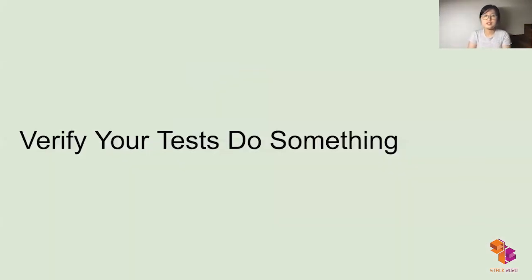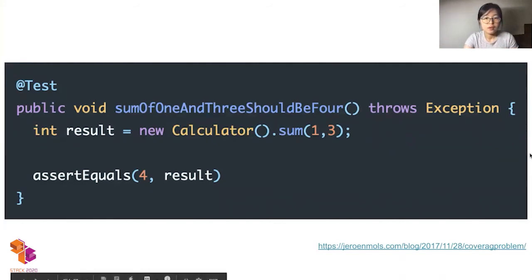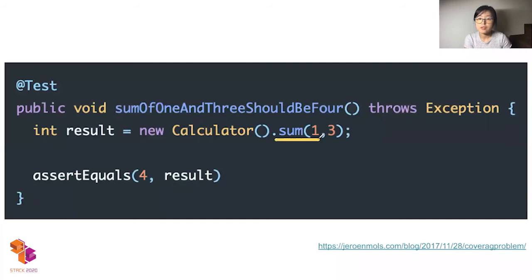Last piece of advice, verify your tests do something. So here's another example. It's a unit test. Sum of 1 and 3 should be 4. Okay, so let's take our first piece of advice. What is this test doing? This test is testing this function in the calculator class, the sum function.